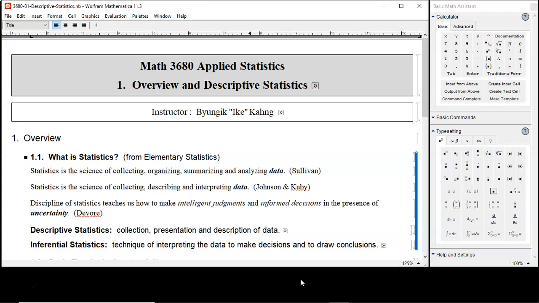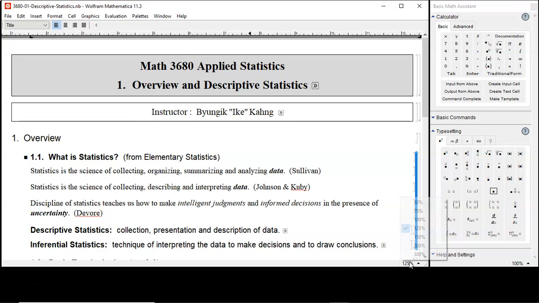One way to answer this question is to focus upon the concept of data. Roughly speaking, statistics is a science of data. That's the way most of the textbooks are written, and most of the elementary level textbooks are written. The science of collecting, organizing, summarizing, and analyzing data, according to Sullivan, or the science of collecting, describing, and interpreting data, according to Johnson and Kuby.